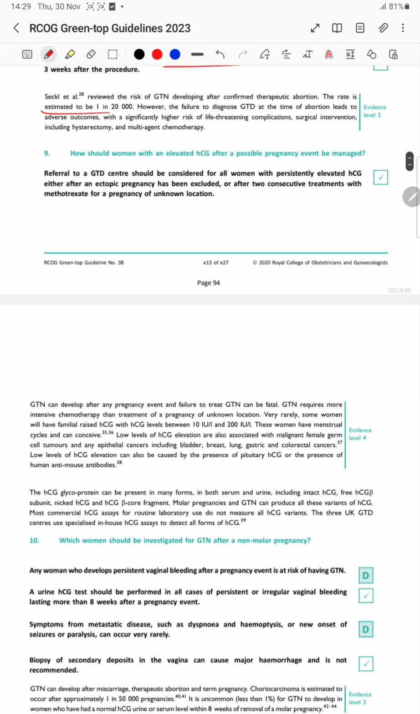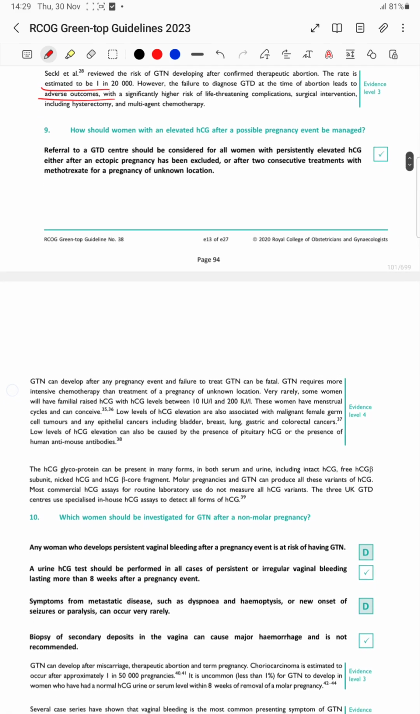However, the risk of failure to diagnose GTD at the time of the abortion leads to adverse outcomes, with a significantly high risk of life-threatening complications, surgical intervention including hysterectomy, and medical or multi-agent chemotherapy.